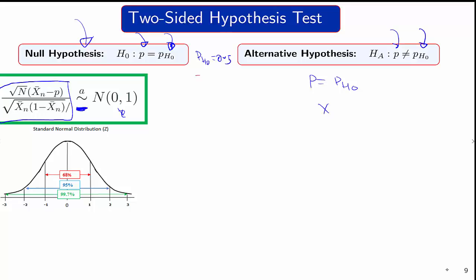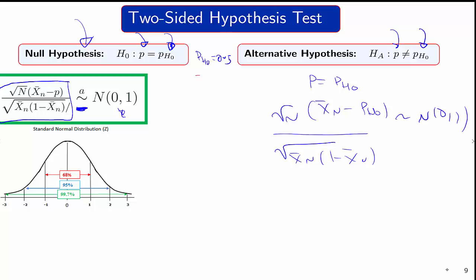So we can use this result. It tells us that the population mean minus the sample mean, times this divided by this, well, under the null, this is distributed as a normal(0,1), because under the null, the true p is equal to p_H0. So all we've done is substitute this into here. So under the null, this random variable behaves like a normal(0,1).